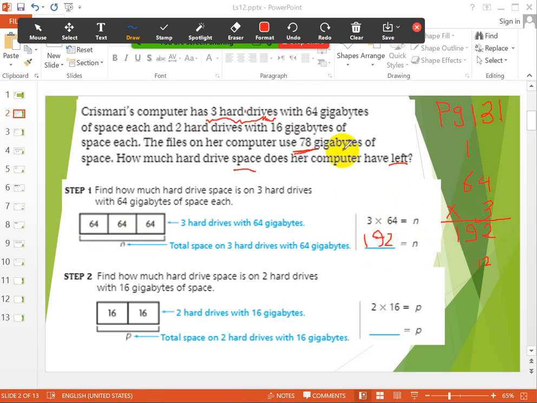So I have on those 3 hard drives 192 gigabytes. Okay? 192 gigabytes. Now I want to know the space for those 2 hard drives.